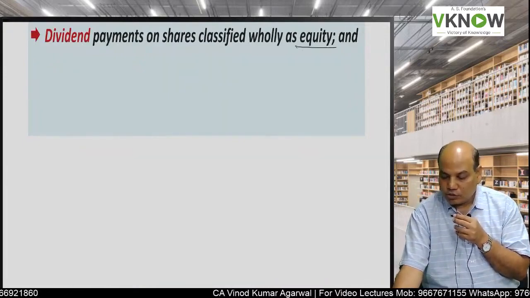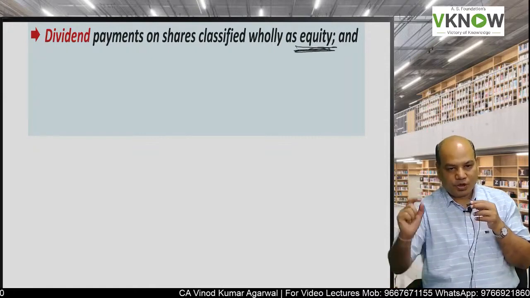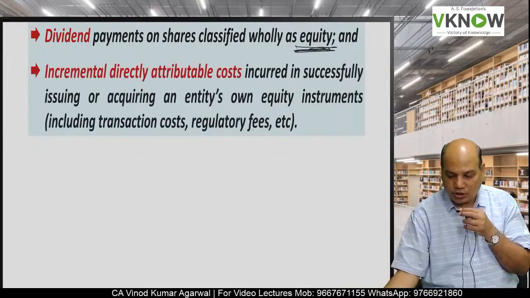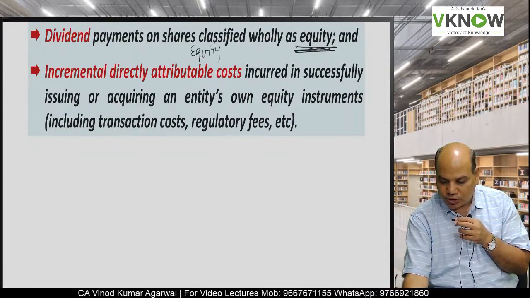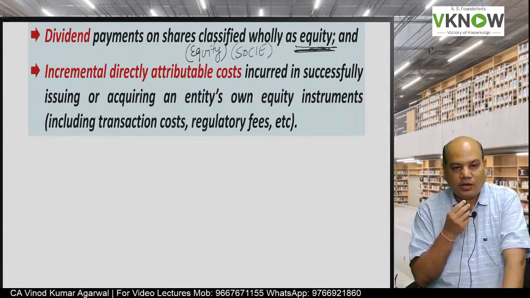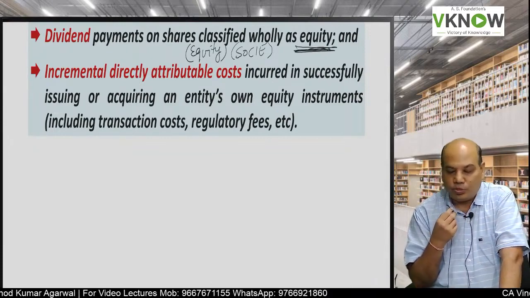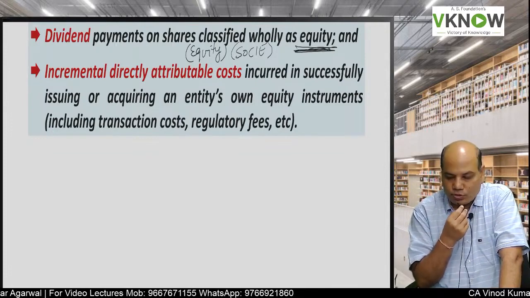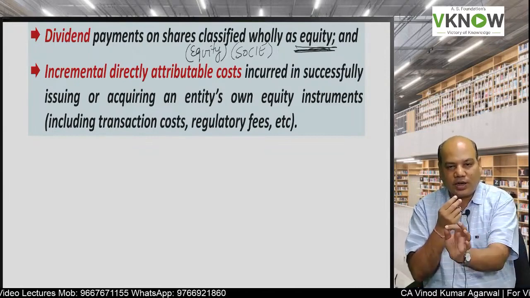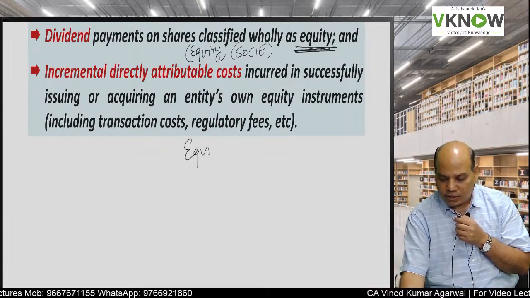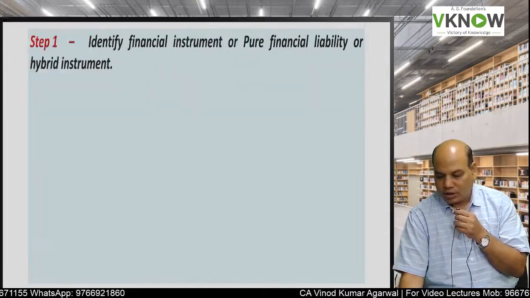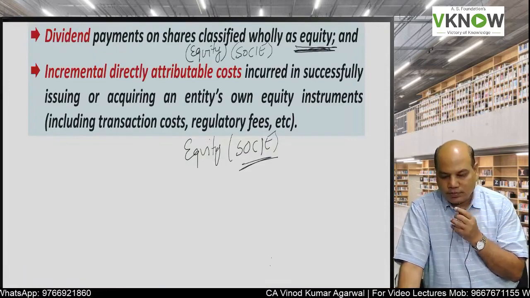But if the instrument is classified as equity, then the dividend payment will be adjusted within equity. You will directly adjust in SOCIE, reducing from reserve in SOCIE. Similarly, any incremental directly attributable cost incurred on issue of an equity instrument, like transaction fees and regulatory fees, will be adjusted directly in equity. When I say directly adjusted in equity, it means it will be adjusted against reserve and surplus items like general reserve or retained earnings.